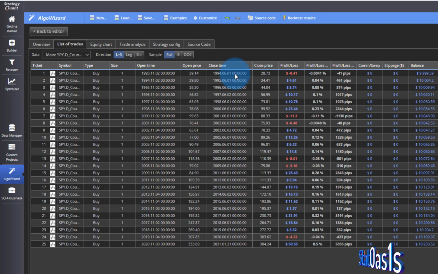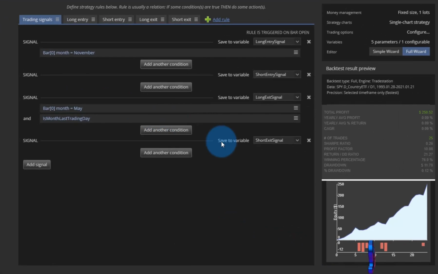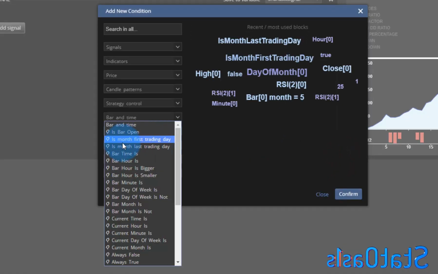And again, I swear, this sometimes works where it finds the last day of the month and exits, and sometimes it doesn't. So after all the testing I did, these two are not reliable. The month first trading day, month last trading day, is not reliable. Now, month first trading day, I can solve easily.